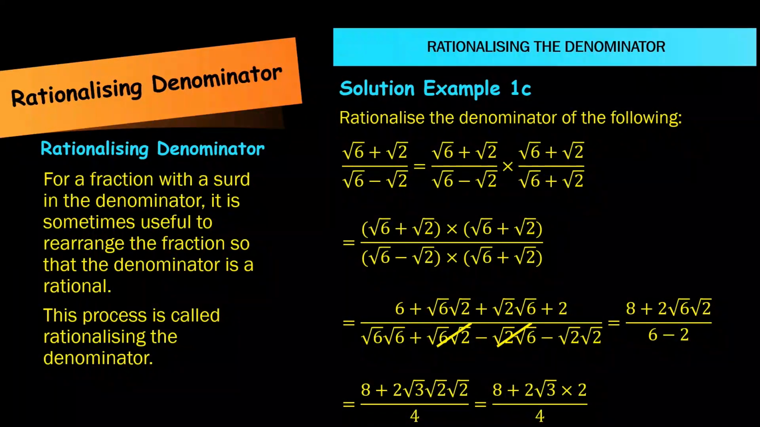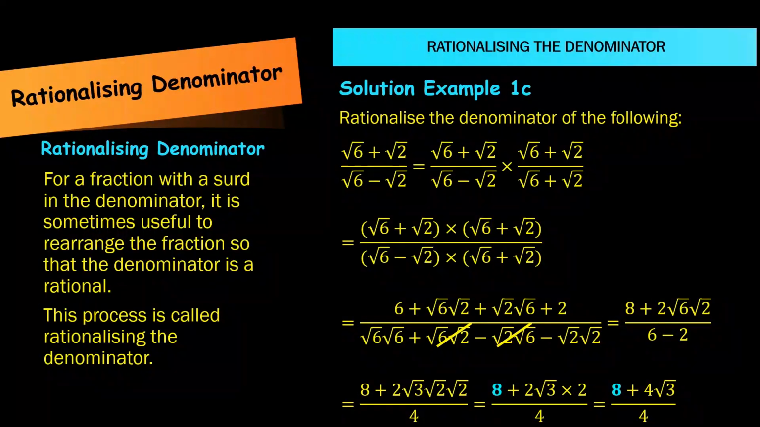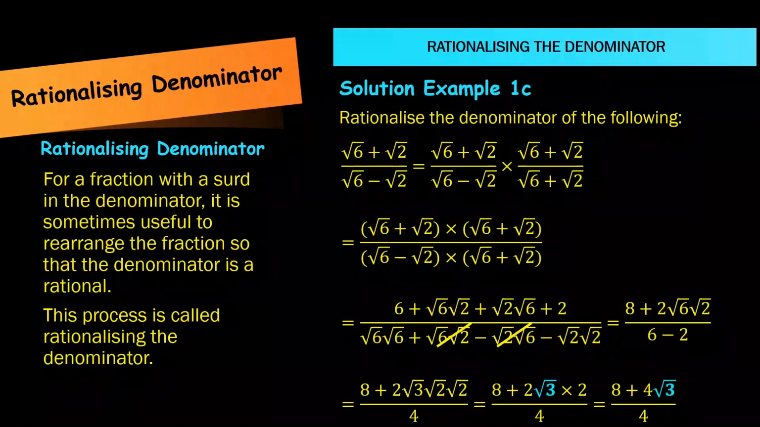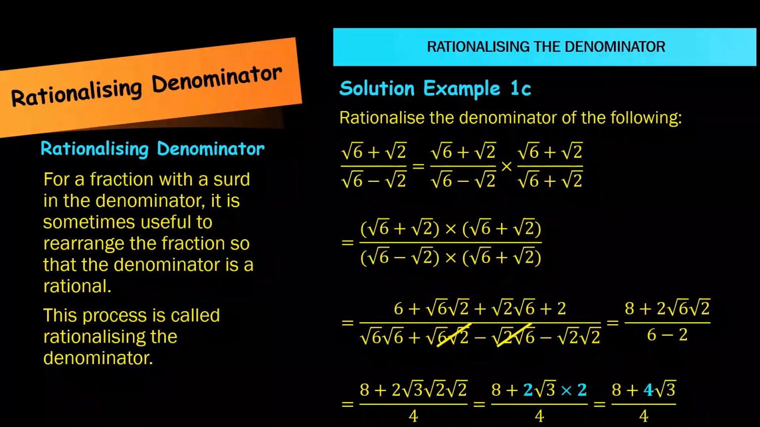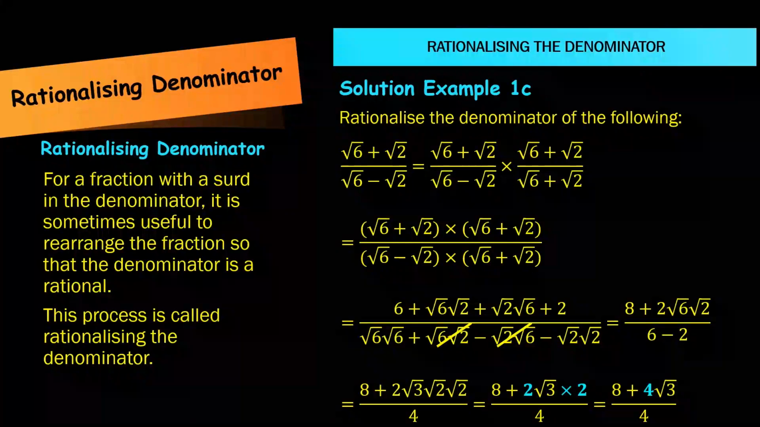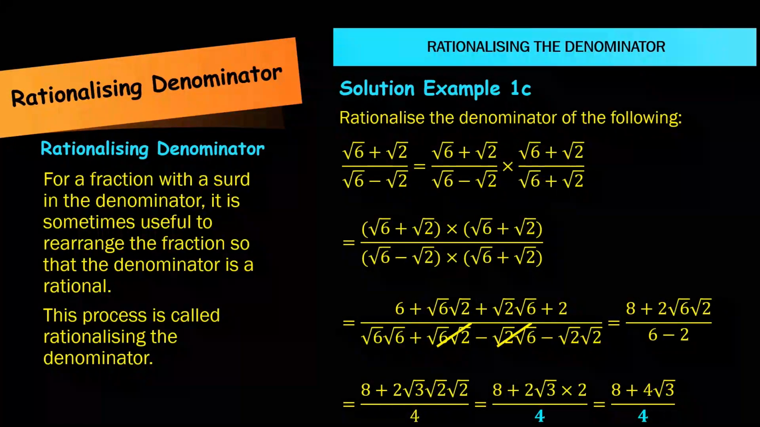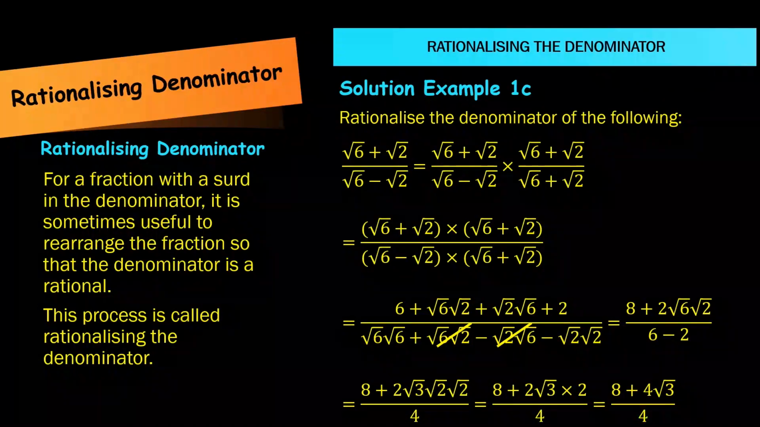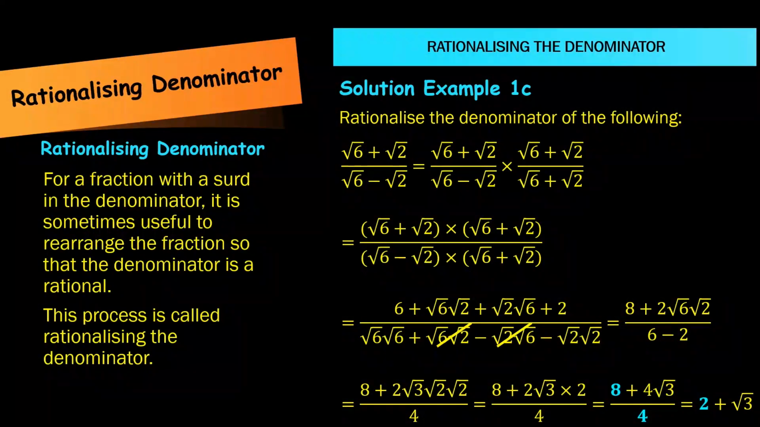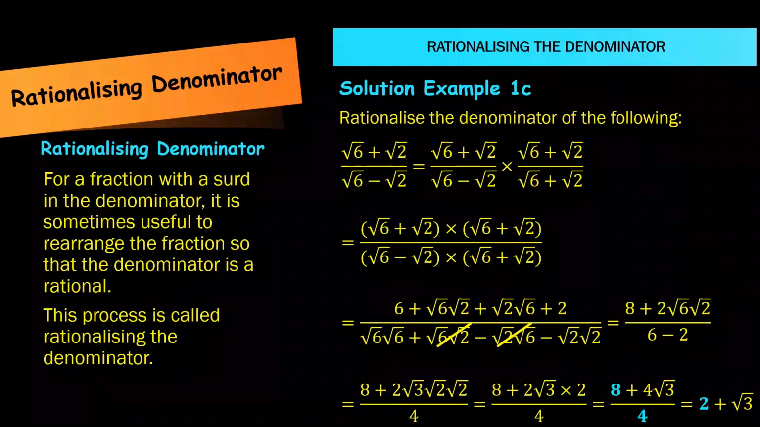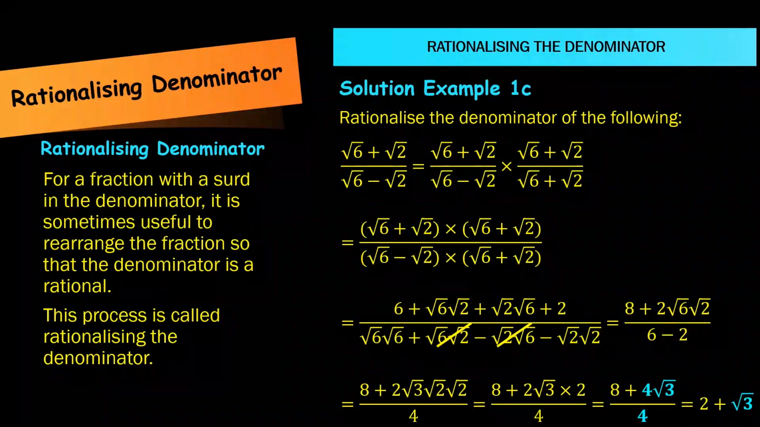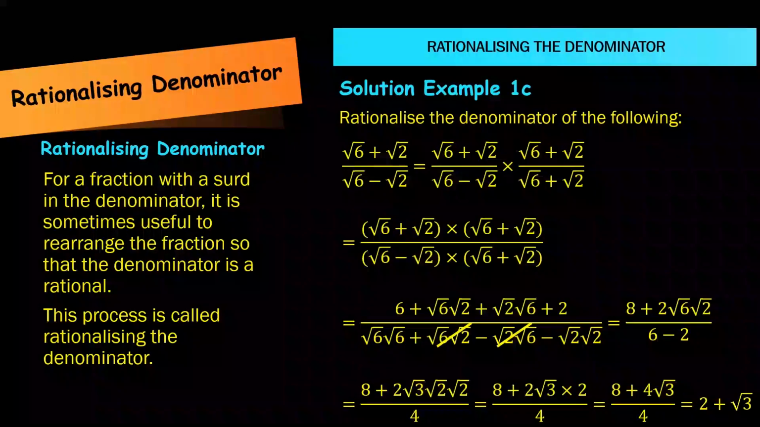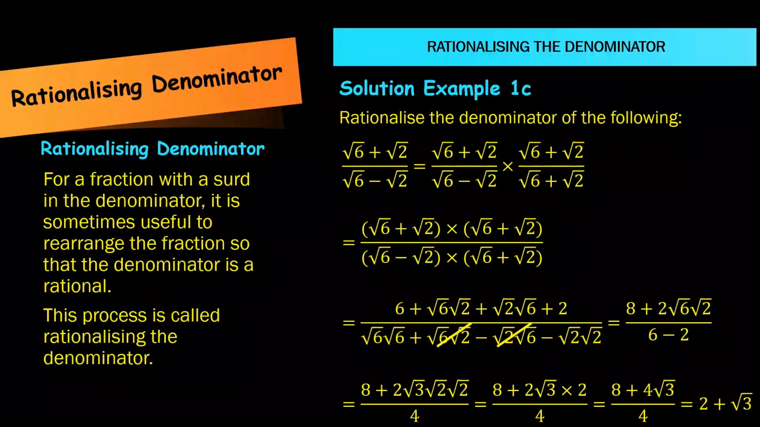So we have 8, and we leave the root 3 as it is, and we multiply the 2 by the 2 as shown to give us 4, and this is of course all divided by 4. And now we can divide by the 4. So 8 divided by 4 is 2, and 4 divided by 4 is 1. So we have the expression is equal to 2 plus root 3.